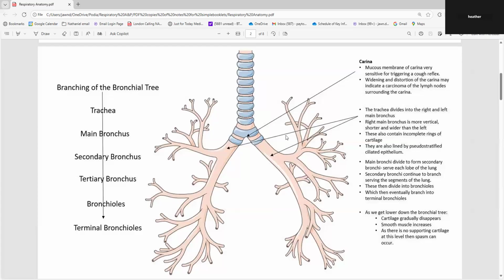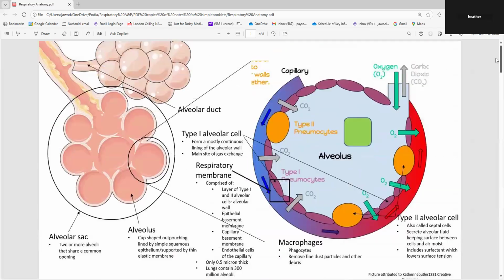Okay. Gradually the cartilage disappears, as you can see, and the smooth muscle actually increases in those airways themselves. So let's get even further down into the lungs now. Now we've worked our way down into the alveolar tree. One of the important things to remember is that something like the first 16 divisions in the lungs play absolutely no part in gas exchange.